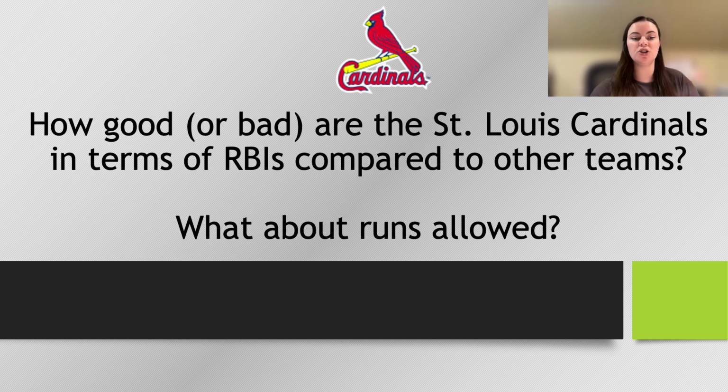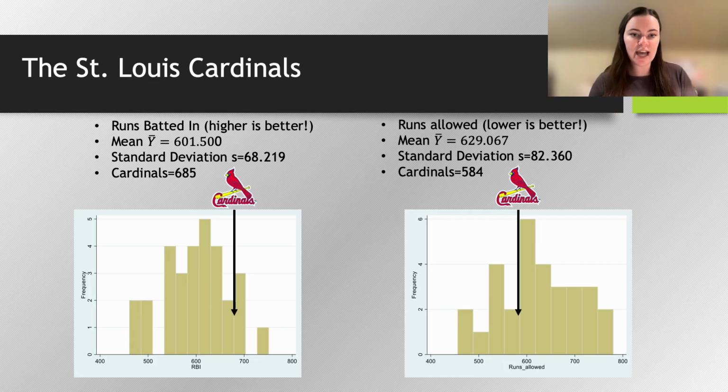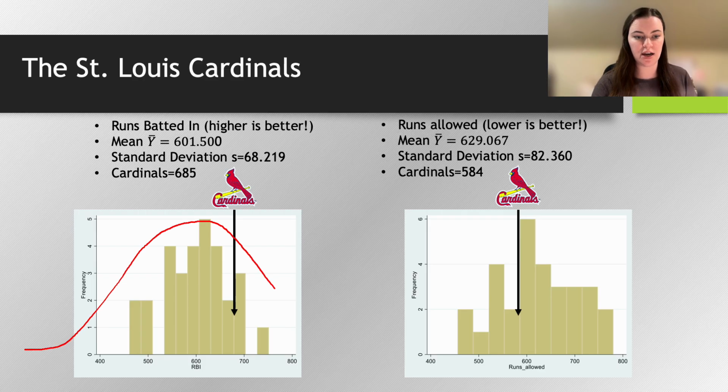Louis Cardinals are in terms of RBIs compared to all of the other teams, and we'll do this for runs allowed as well. So let's calculate two examples here using the normal distribution for the St. Louis Cardinals in terms of runs batted in, or this concept of RBIs, and also runs allowed. And so what we're looking at here are two approximately normal distributions. And again, you can see how we're starting to get a bell-shaped curve in both of our distributions here.